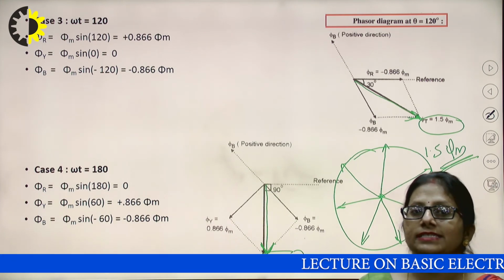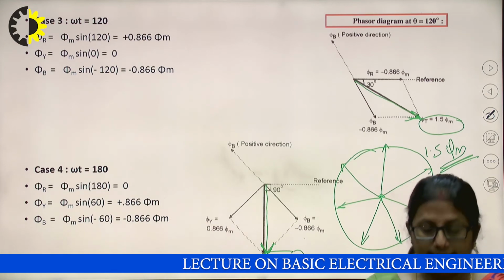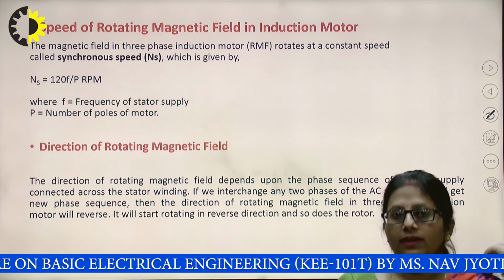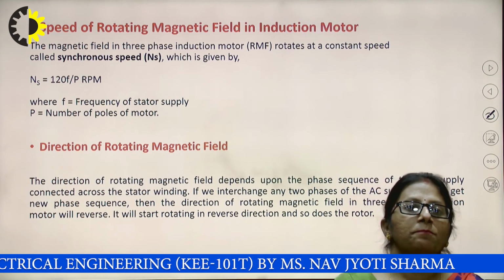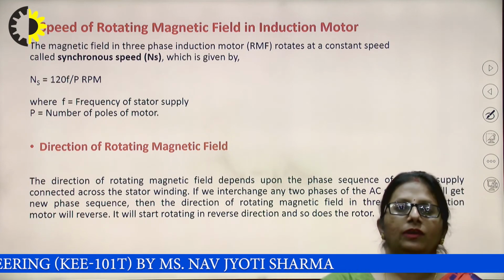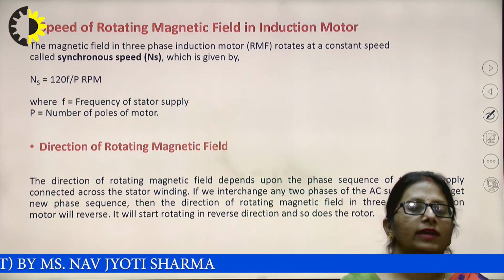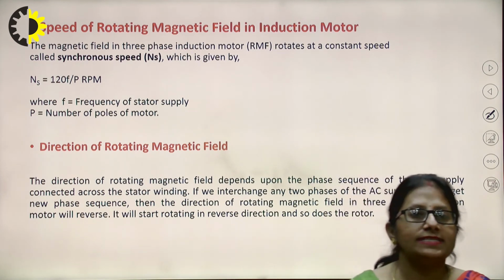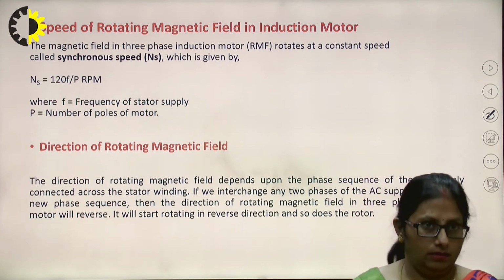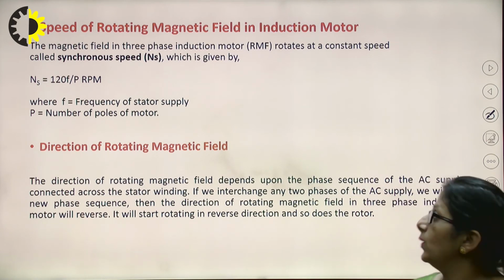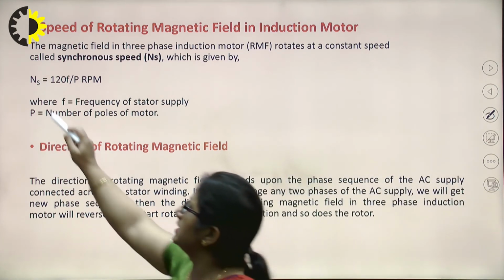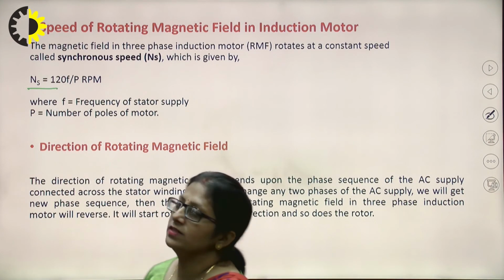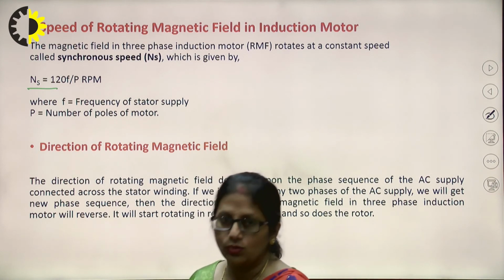Which is not present in single phase. We'll be discussing that in single phase, although. Now, the speed of the rotating magnetic field, as we were discussing, will be rotating at a constant speed called the synchronous speed. Synchronous to what? Synchronous to the frequency of the supply being given to the stator, right. So, ns is the synchronous speed given by 120 f by p. f is the frequency of the stator supply and p is the number of poles of the motor.